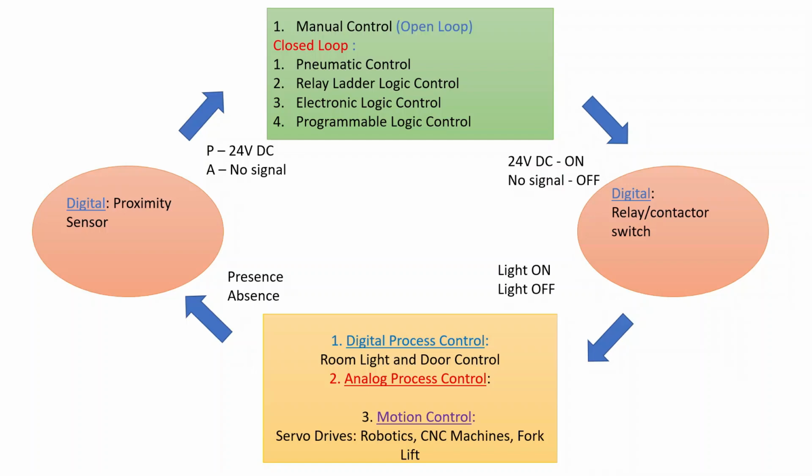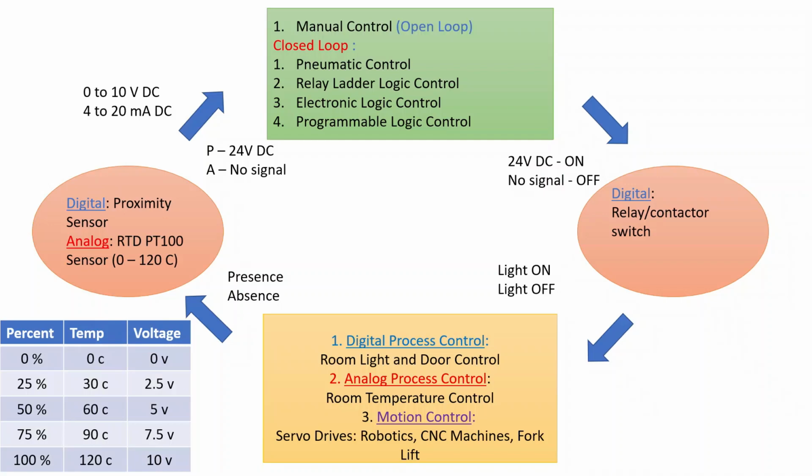Now let's look at analog process control. Consider an example of room temperature control. To measure the room temperature, we have an RTD-PT100 temperature sensor having a range of 0 to 120 degrees C. But this physical property of signal could not be sensed by the controller directly. So, the sensor signal is calibrated to electrical voltage or current DC signals, that is, 0 to 10 volts or 4 to 20 milliamperes. We can see in the table given below, the whole range is divided into percentage format.